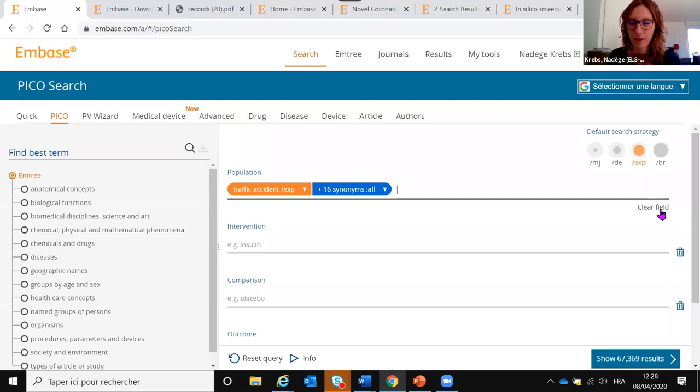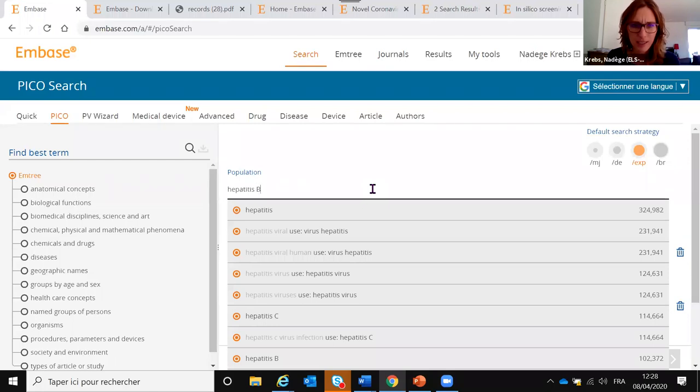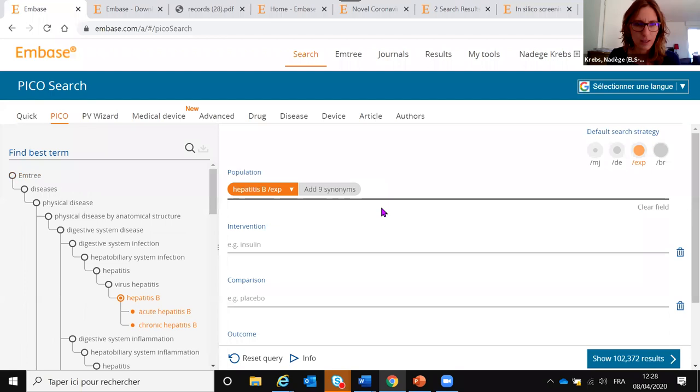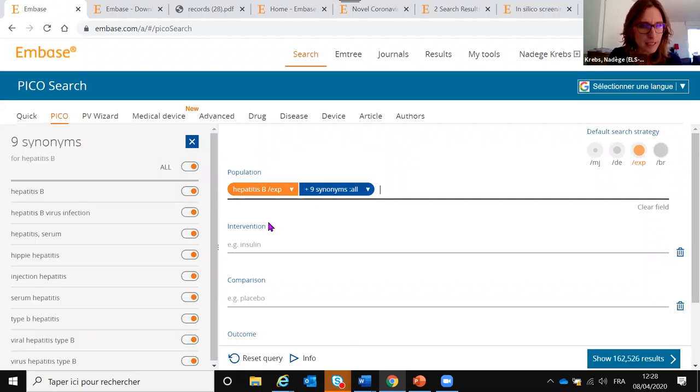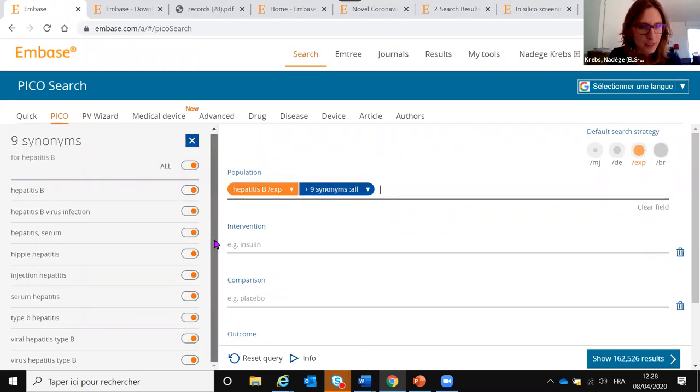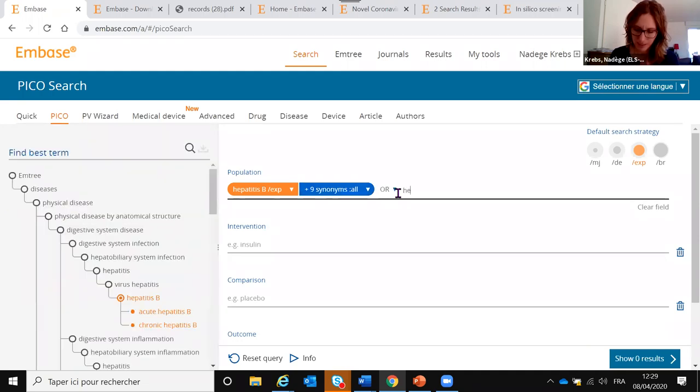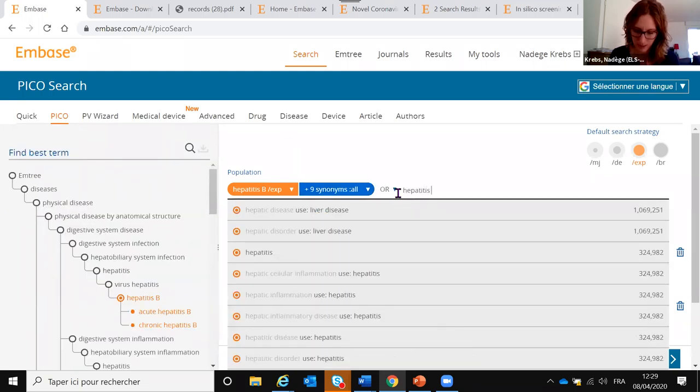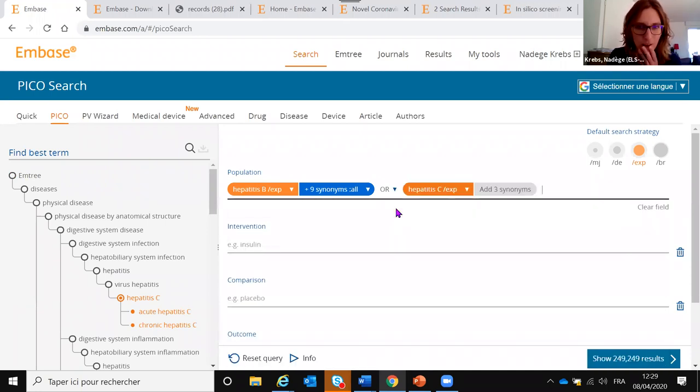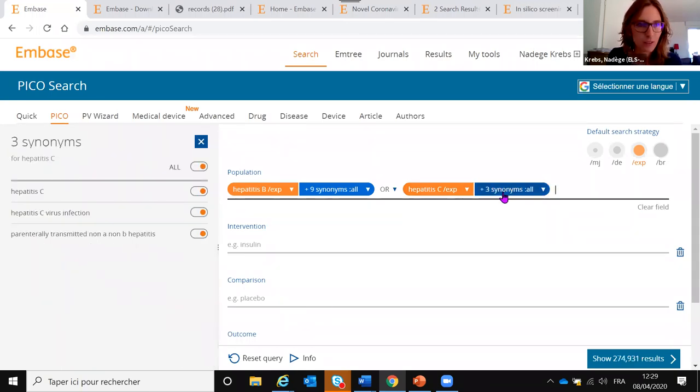So here I'm going to clear the field and we have hepatitis B. And so here we have the acute hepatitis B or the chronic hepatitis B, and it has synonyms, HEP hepatitis, serum hepatitis type B. So I'm assuming we keep them all, or hepatitis C, and so there's acute or chronic. And we're going to add the three synonyms. And the treatment outcome.